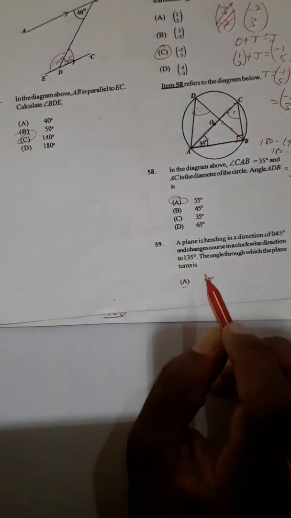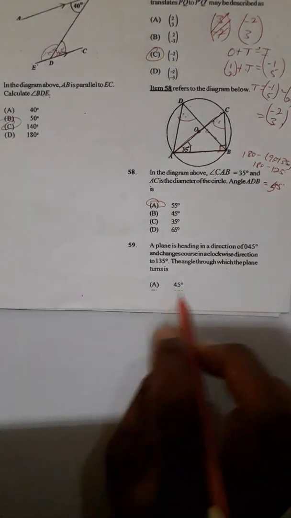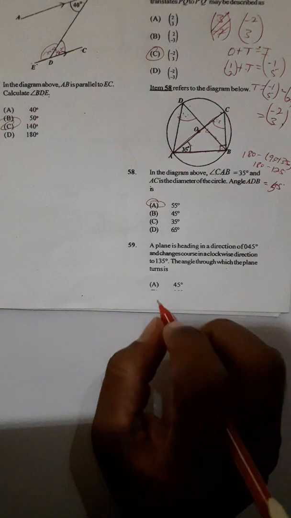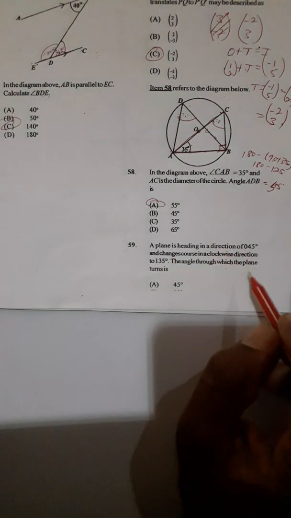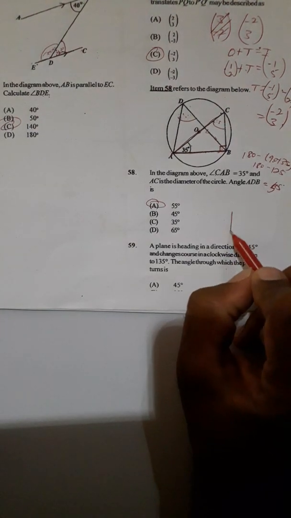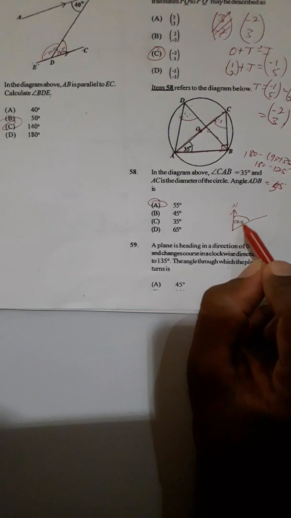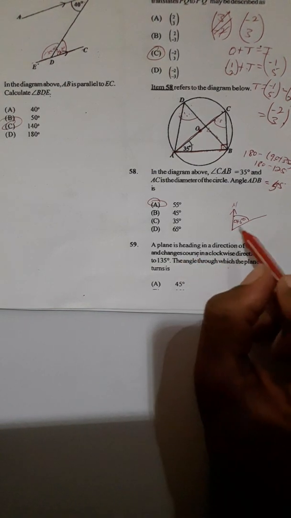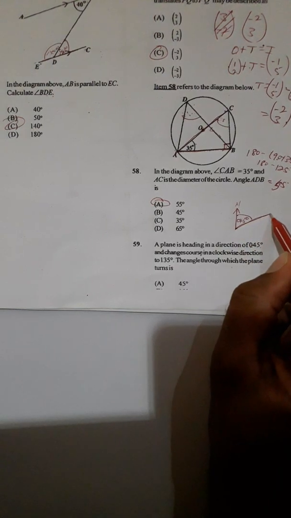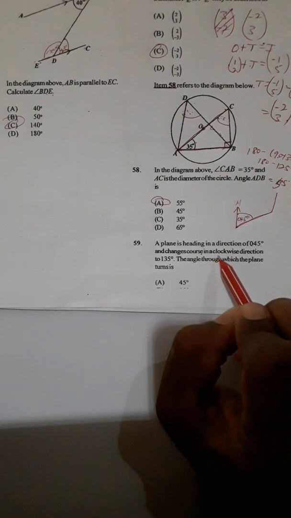Alright, so here the answer is not printed on the paper, but I'll give you the answer. Okay, let us see. A plane is heading in a direction of 45 degrees. So this is a north line and it's heading 45 degrees. Bearings you write in 3 digits, so you put 0, and it changes course in a clockwise direction. So it was flying at this angle, 45 degrees. Then it decides to change course in a clockwise direction.